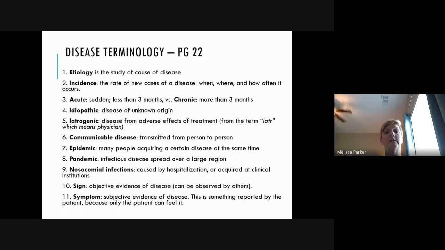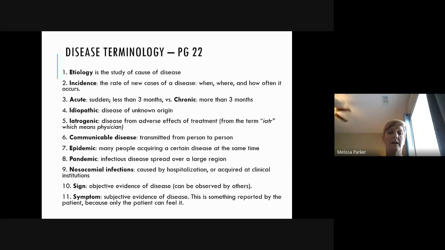So indirectly, that affects you as a healthcare worker because the hospital's not going to make as much money, which means you may not get your raise or you may not be making as much as you normally could be making.